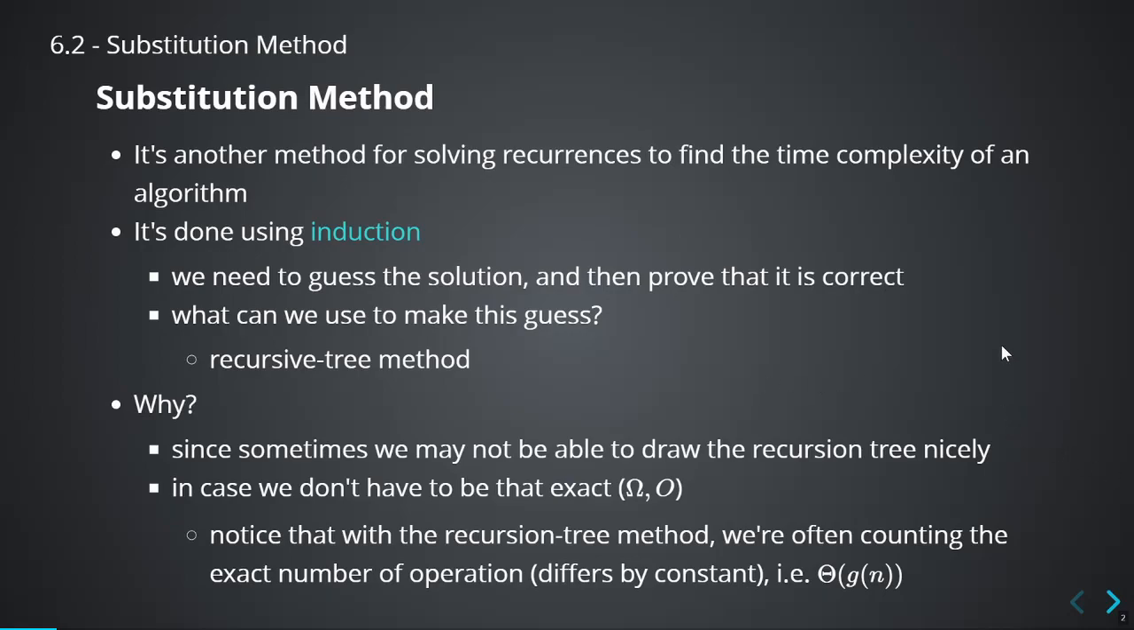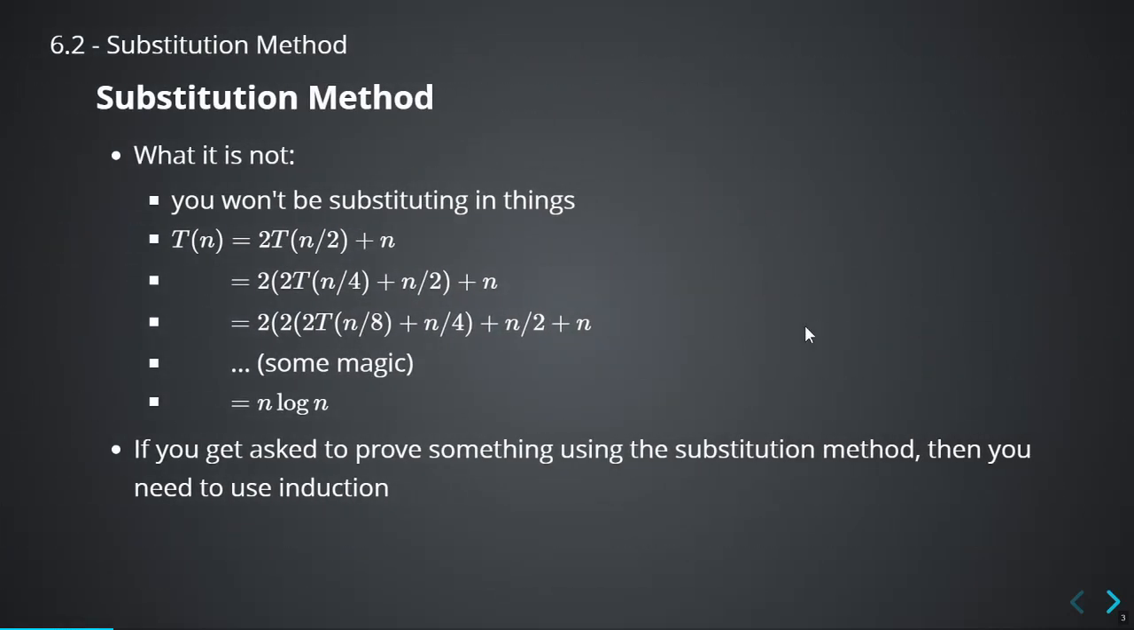Now, one thing that you won't be doing with the substitution method is substituting in things. I think last year or the year before, I'm not sure, I asked students to prove something by using the substitution method. And this is what they did. They would just say, if you have T(n) equal to 2T(n/2) plus n, that's a recursive formula, and they'd start substituting in things. You get some big mess here, and they do some magic, scribble, scribble, scribble, and then they say, oh, this is n log n. Because they know this is n log n. They just don't know how to prove it works.